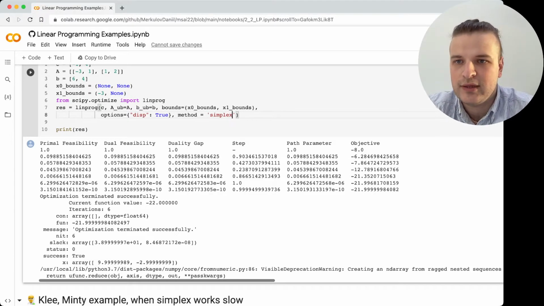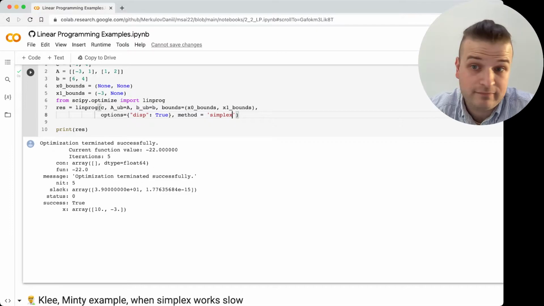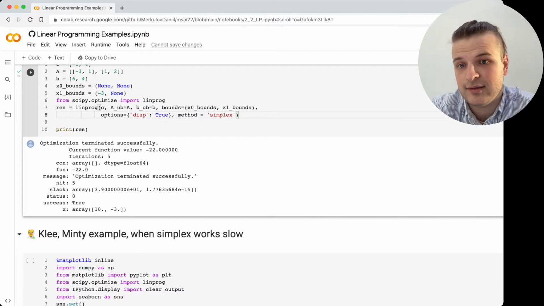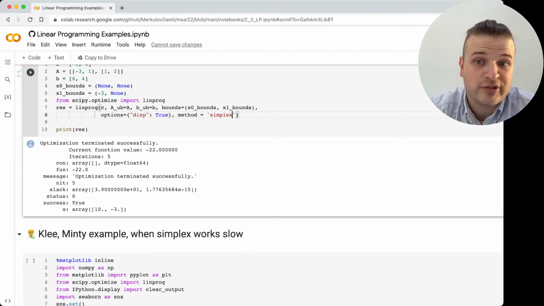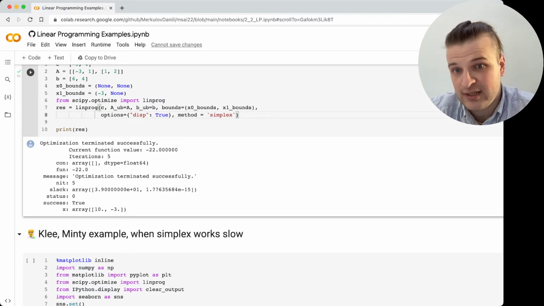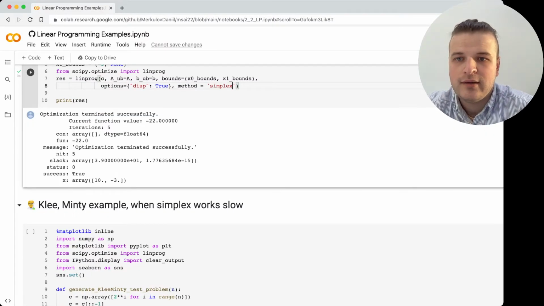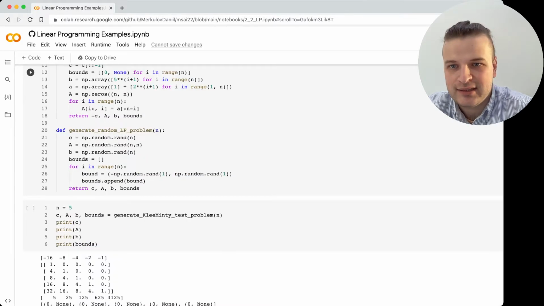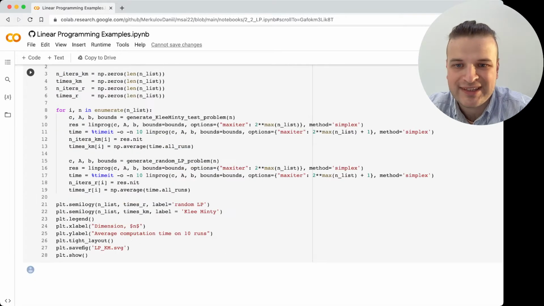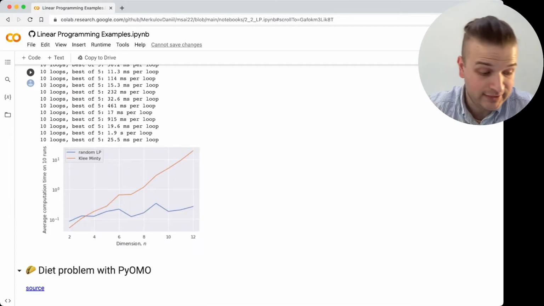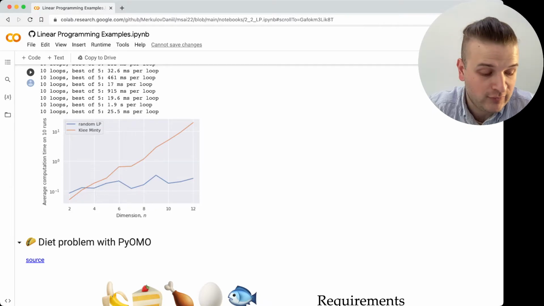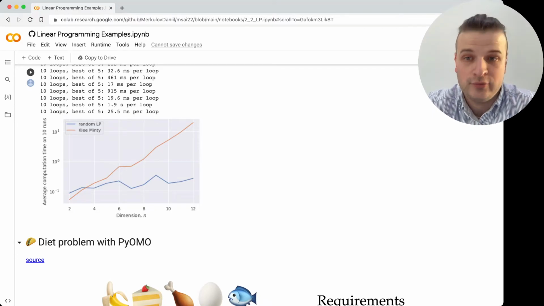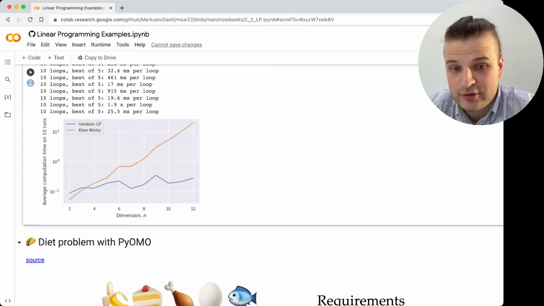Simplex algorithm. And we'll take a look, and we have a lower number of iterations, but still optimization terminated successfully, which means that we found a solution here. That's the example of Klee and Minty with the worst case scenario for linear programming. And here you can see this picture that was shown to you as a previous part of the lecture.